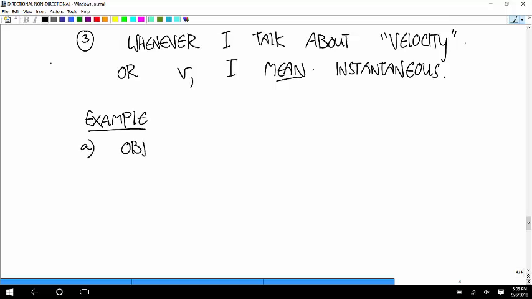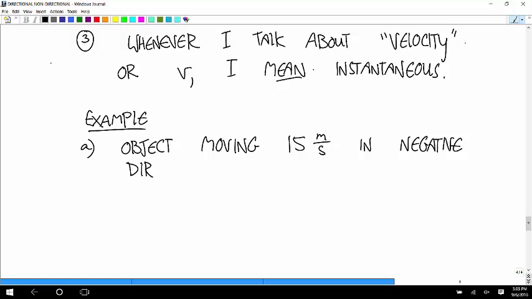Okay, so let's say that you have an object that's moving 15 meters per second in the negative direction. What's v at that instant? So that's a speed. It's moving in the negative direction. So v is equal to, yeah, negative 15, that's right.